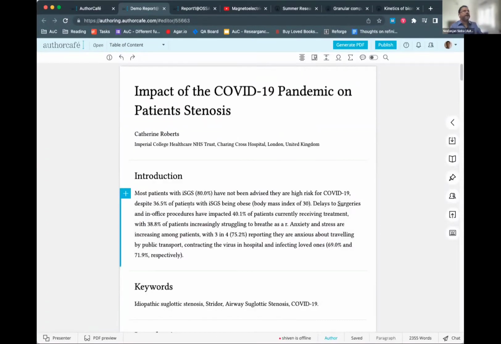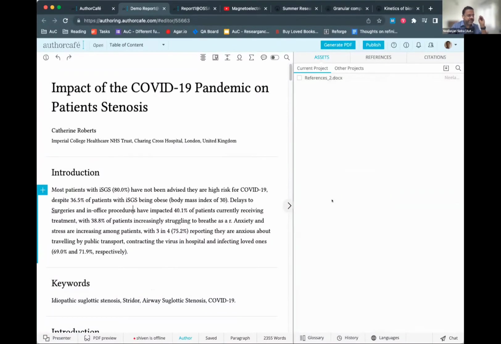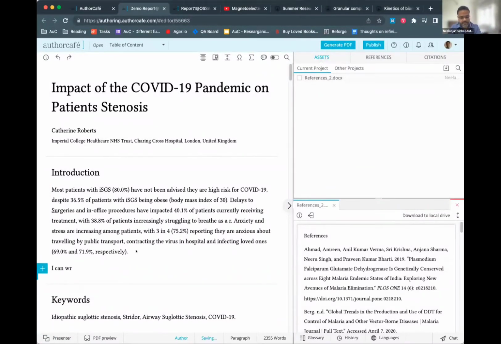So in this research writing platform, there are two major sections. Even before you start writing research, there's something called the asset manager, which is your private space or your private repository. It's your personal space where you can store all of your files. So here I have already brought in a Word file. In AuthorCafe, I can do writing here just the way you do it in MS Word or Google Docs. So there's nothing new here.